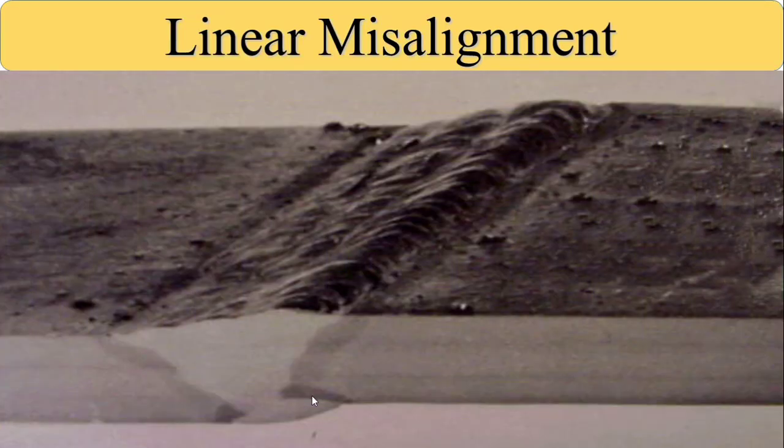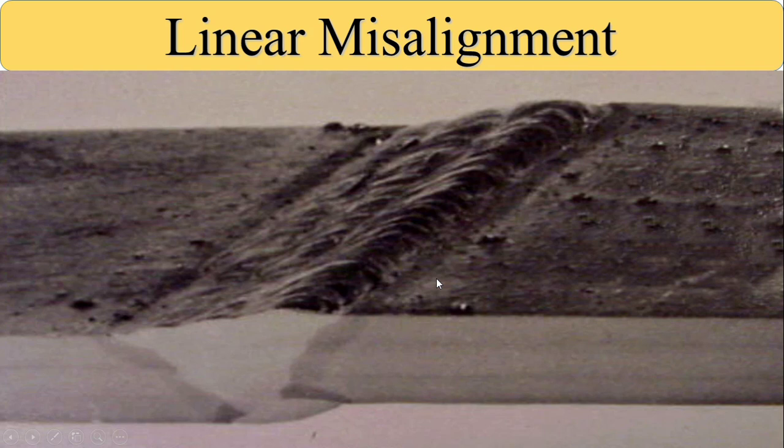Linear misalignment. You can understand here how linear misalignment looks. You see here, this is your parent metal, this is your parent metal. This is your line, but it comes up here. So these two parent metals are not equally set up when the welder or fitter or fabricator did the fitting. That is the reason I call it linear misalignment.